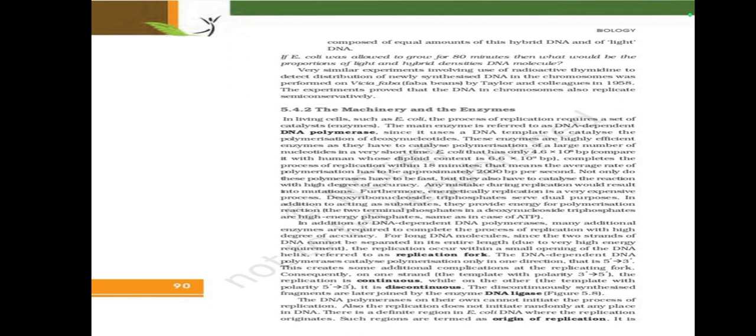Experiments involving the use of radioactive thymidine to detect the distribution of newly synthesized DNA in the chromosomes were performed on Vicia faba (faba beans) by Taylor and colleagues in 1958. The experiments proved that the DNA in chromosomes also replicates semiconservatively.